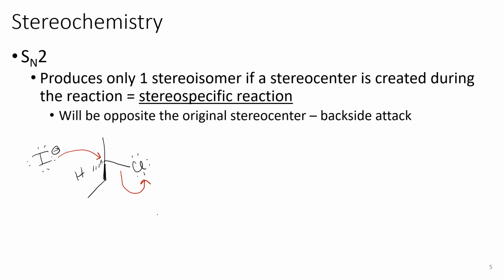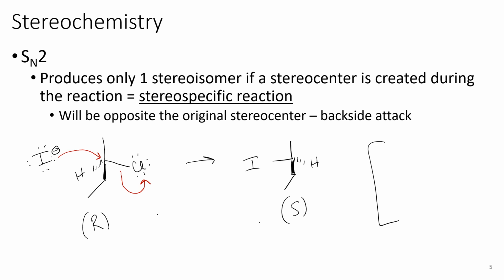So that means when we look at our final product, we see a reversal in the stereochemistry. We started off with an R stereocenter, and we would end up with the S stereocenter. And we will always see this relationship anytime we have an SN2 mechanism, since the leaving group and the nucleophile all have to interact with that carbon at the same time.